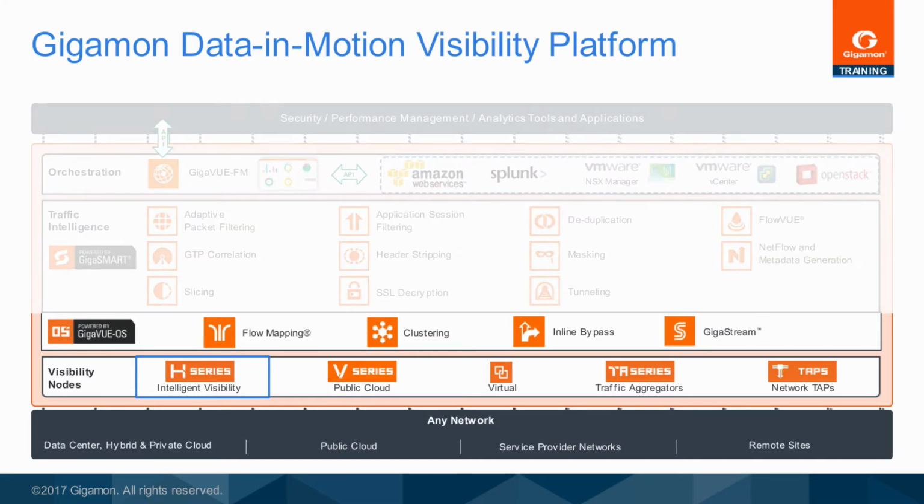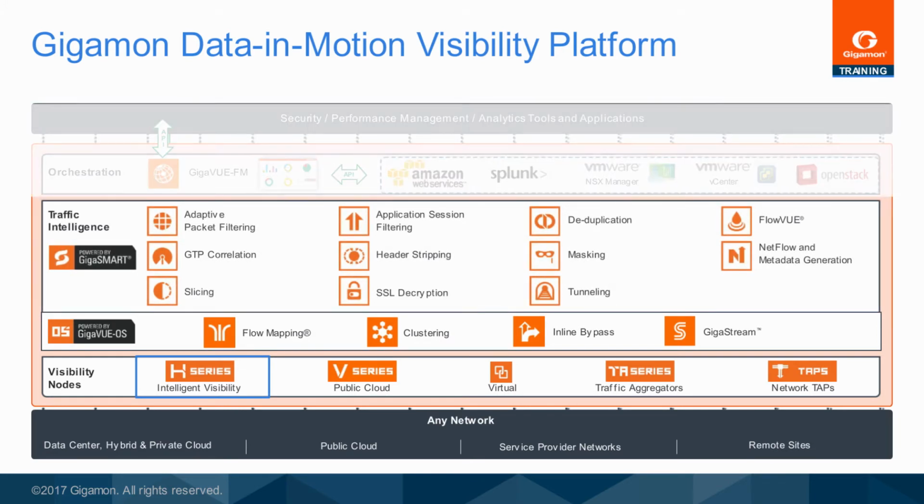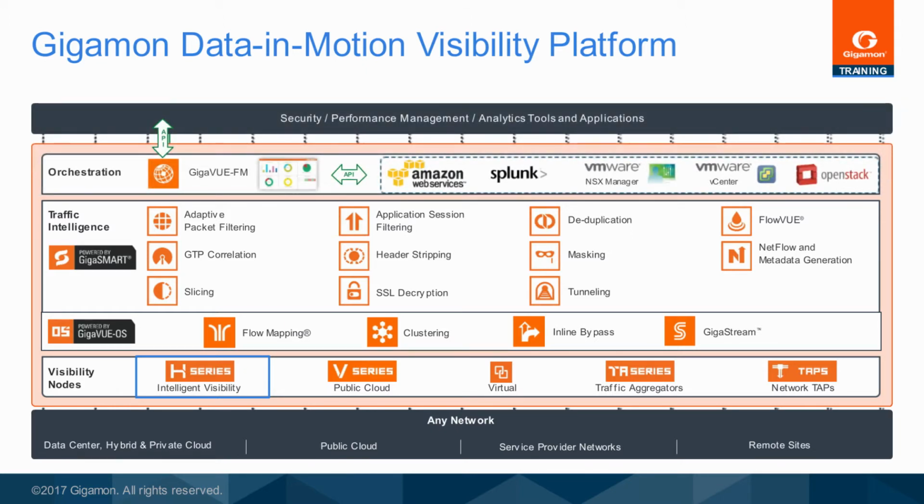The GigaVUE OS drives fundamental fabric services such as flow mapping, clustering, and inline bypass. Traffic intelligence is powered by GigaSmart technology, which provides stateful and packet-level optimization and normalization functions. GigaVUE Fabric Manager provides centralized management and a common policy framework for the entire visibility fabric. Fabric Manager also enables software-defined visibility for programmability, automation, and tool integration through an open extensible framework.